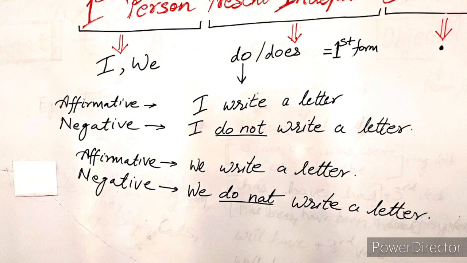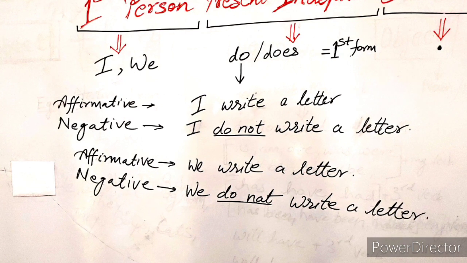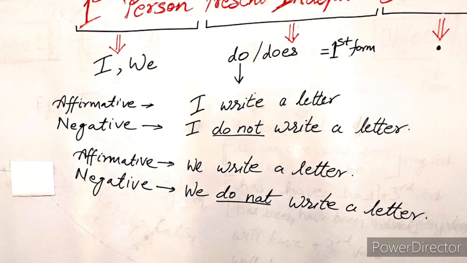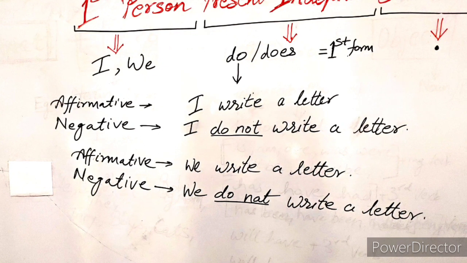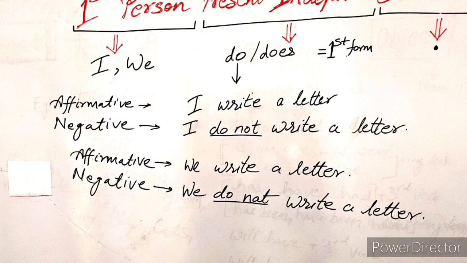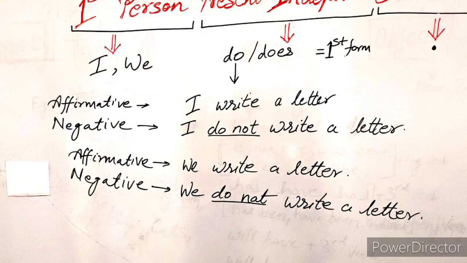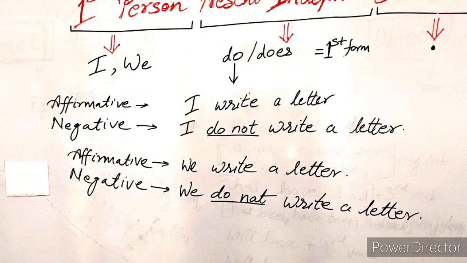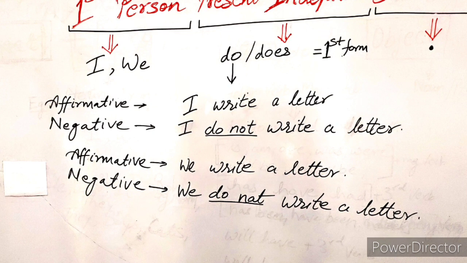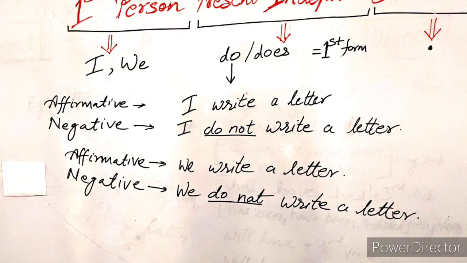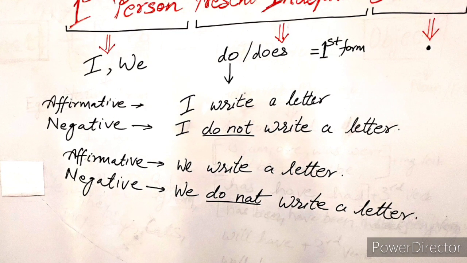So if we want to make an affirmative sentence, we can write I write a letter, where I is first person pronoun as a subject. Write is a plural form of the main verb, which includes do in itself, and a letter is an object which we add at the end of the sentence to make our sentence complete and meaningful. If we want to convert the above sentence into negative, we can say I do not write a letter.